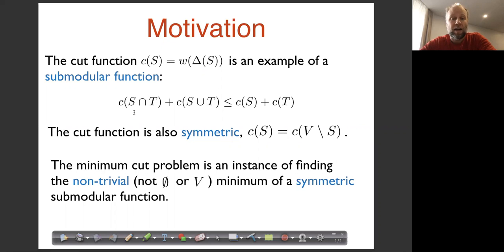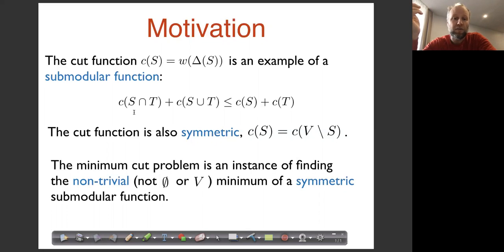Okay, so the cut function is also symmetric, because you get the same cut if you take a set or its complement. Those are both shores of the cut. So the minimum cut problem is actually an instance of finding a non-trivial minimum. Non-trivial just means we want to exclude the empty set and the whole universe. So finding a non-trivial minimum of a symmetric submodular function.